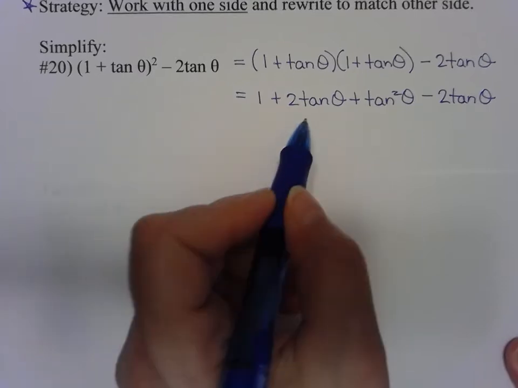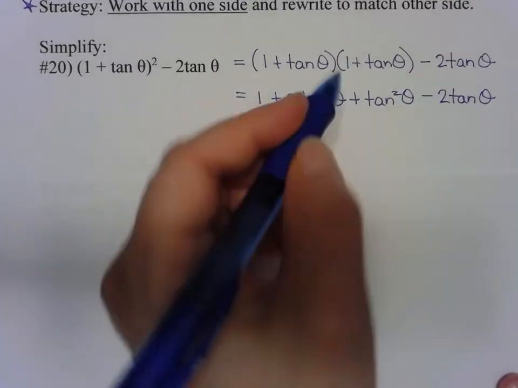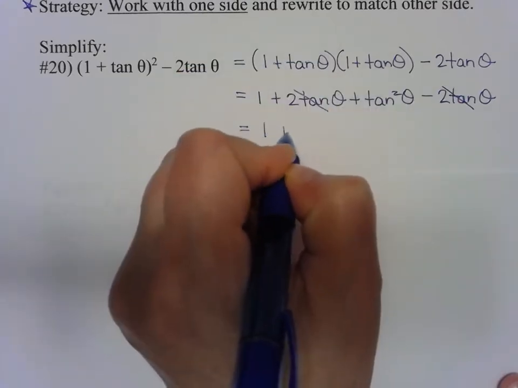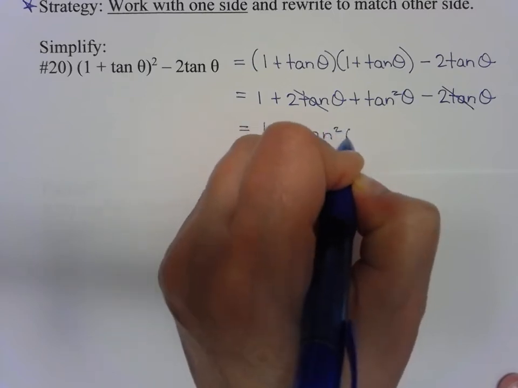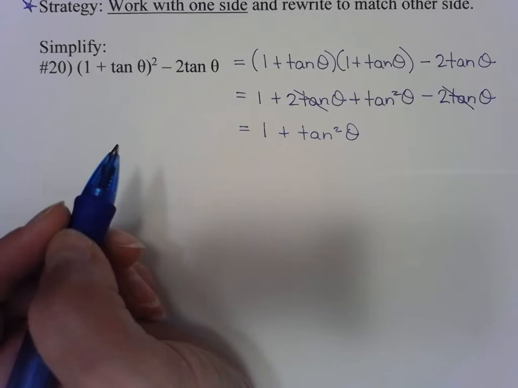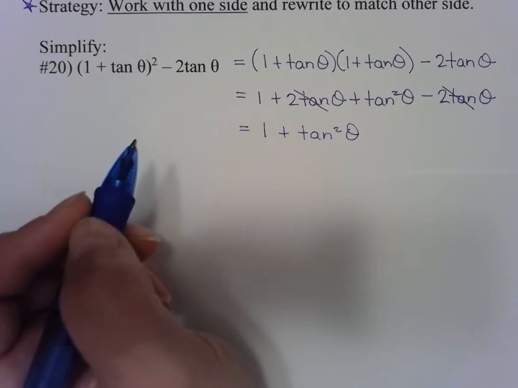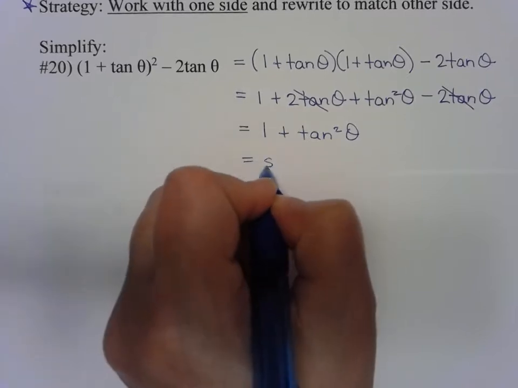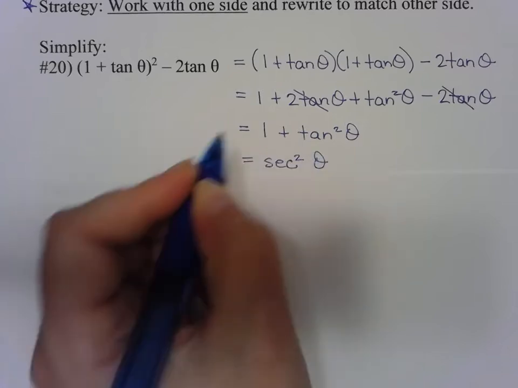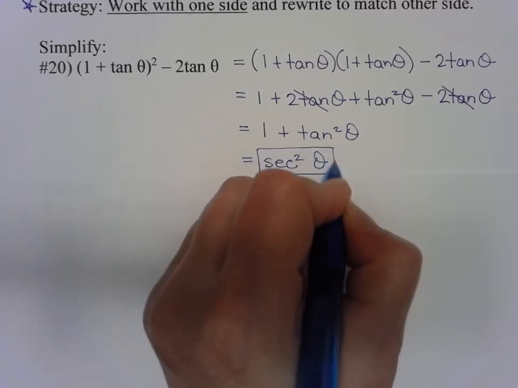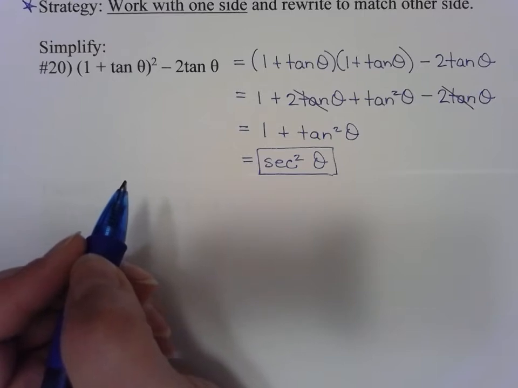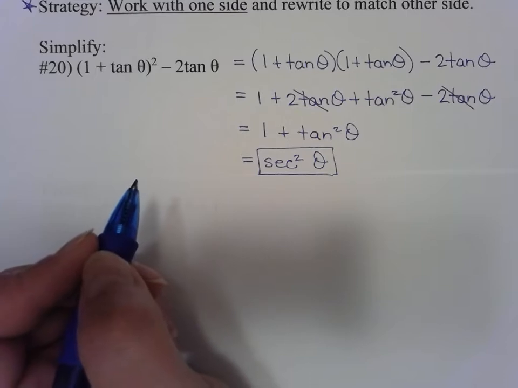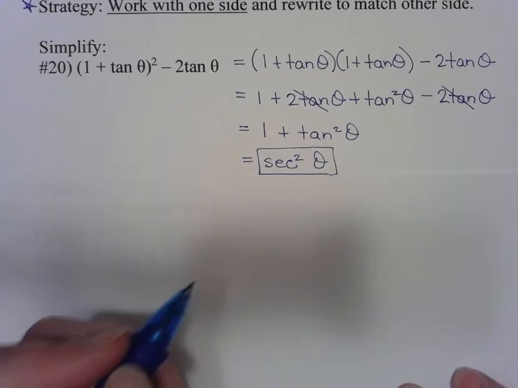Okay, and lo and behold, the positive 2 tangent of theta and the negative 2 tangent of theta are going to add to 0, cancel out. So we'll end up with 1 plus tangent squared of theta. That looks like a Pythagorean identity. So if I go back to my cheat sheet, I realize, yes, it is. So this is equal to the secant squared of theta. Okay, so sometimes just using algebra, multiplying things out, distributing, is enough to help us simplify.